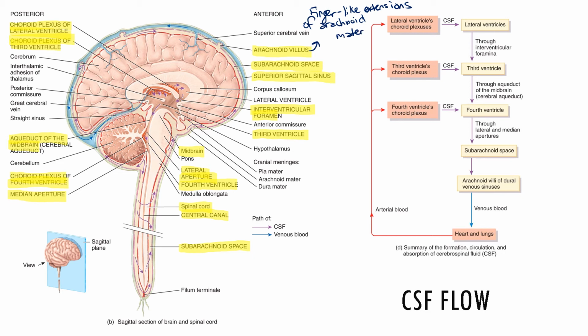Now, normally, cerebrospinal fluid is reabsorbed as rapidly as it's formed by the choroid plexuses. And because the rates of formation are the same as the rates of reabsorption, the pressure and the volume of cerebrospinal fluid remains constant. So pressure and volume of cerebrospinal fluid remains constant because it's formed as quickly as it's reabsorbed.